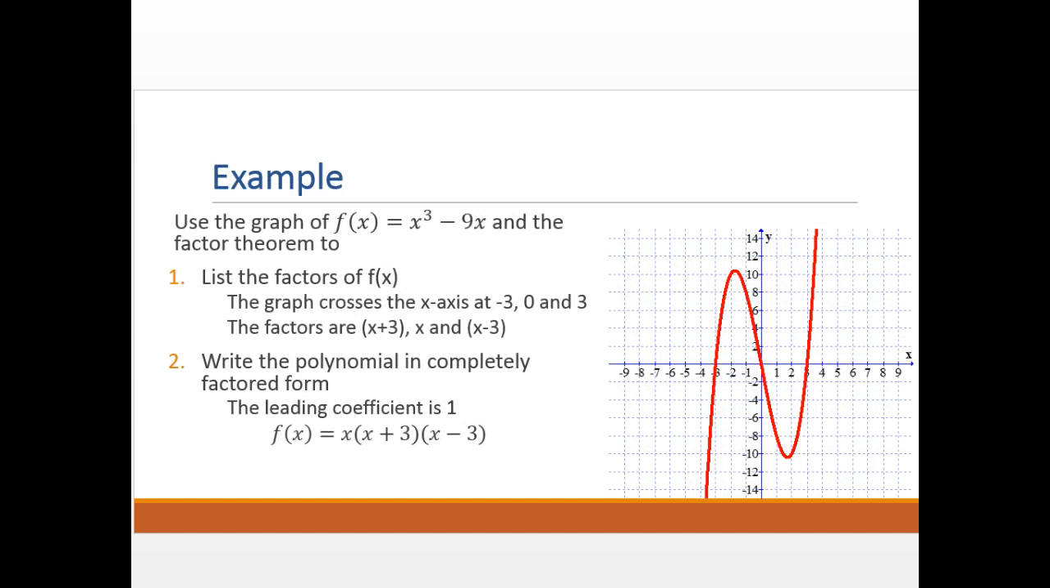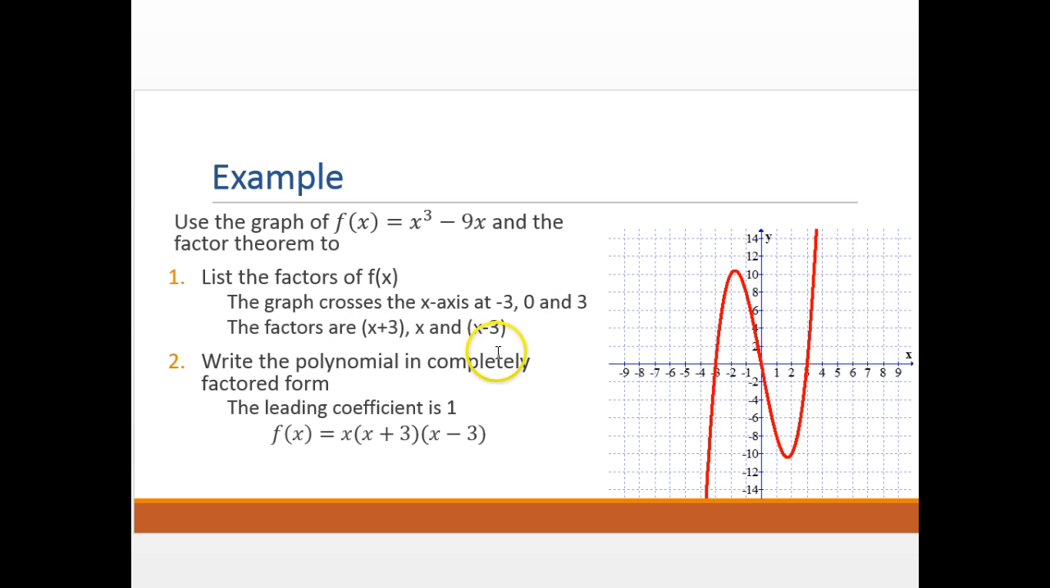Let's look at another example. I have the graph of f of x equals x cubed minus 9x, and I want to write it in factored form using the factor theorem. Notice this graph has how many zeros? It has 3 zeros. It crosses at -3, it crosses at 0, and it crosses at 3. Therefore, I have factors of x plus 3 corresponding to the zero of -3, a factor of x corresponding to the zero of 0, and a factor of x minus 3 corresponding to the zero of 3.